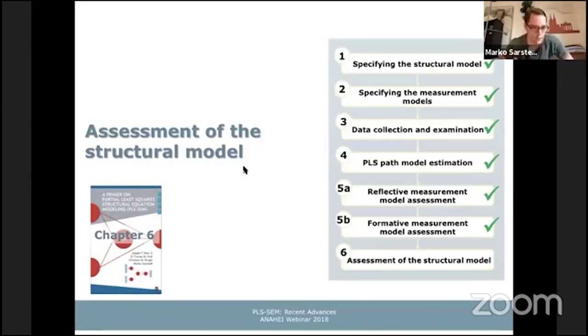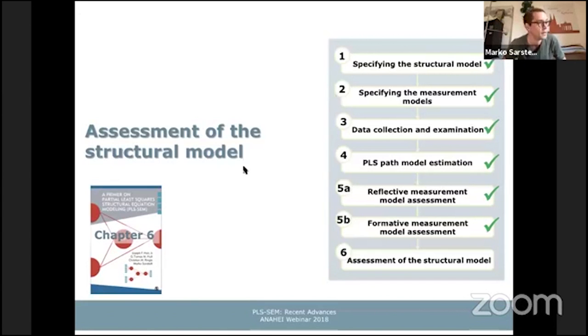So today we are dealing with a very specific part of PLS modeling. We established a seven-step process, depending on how you see it. We typically start with the specification of the structure model, followed by the measurement models. We collect the data, get rid of outliers, straight lining, all these things that are common in statistical analysis. We estimate the path model, and then we engage in the measurement model assessment.